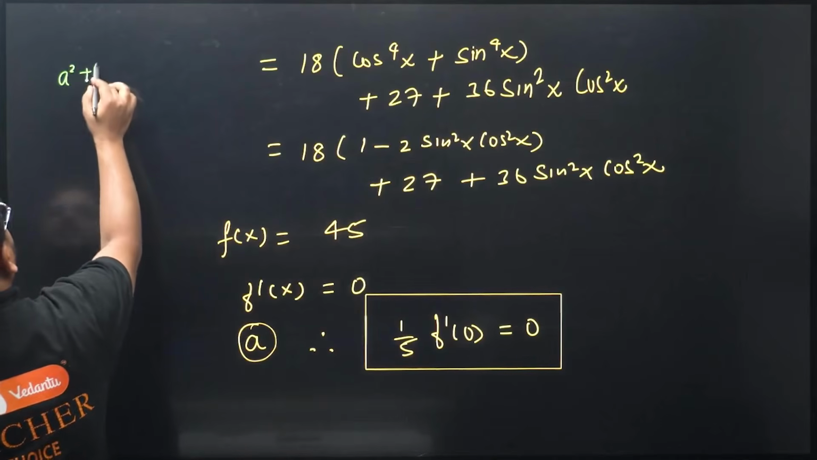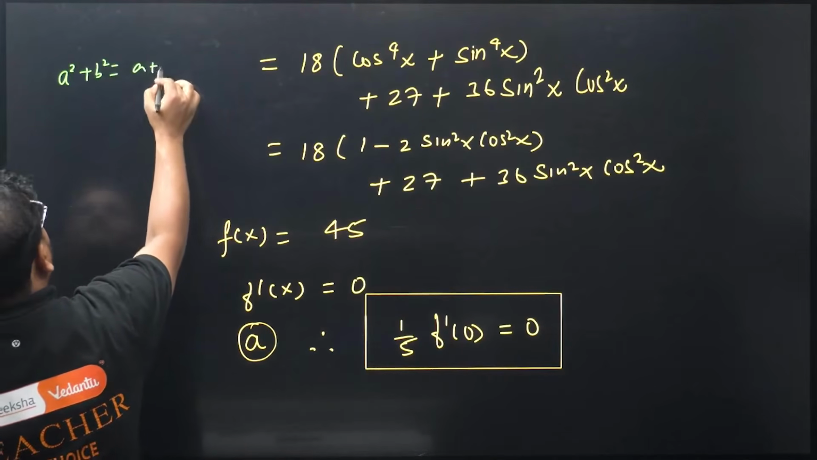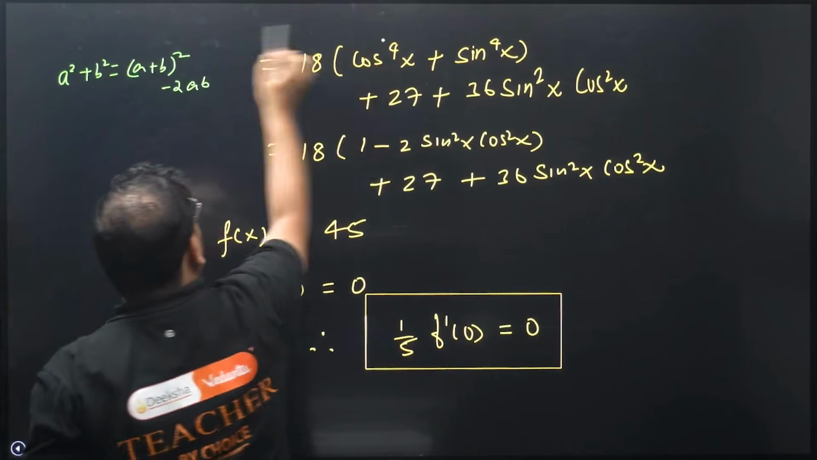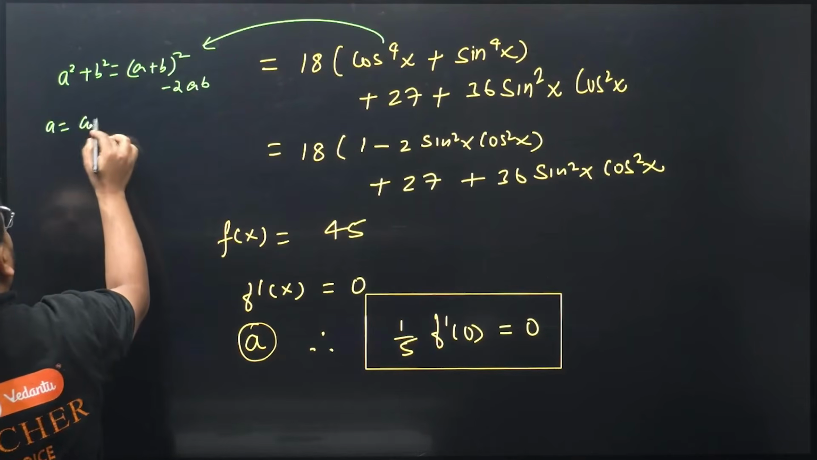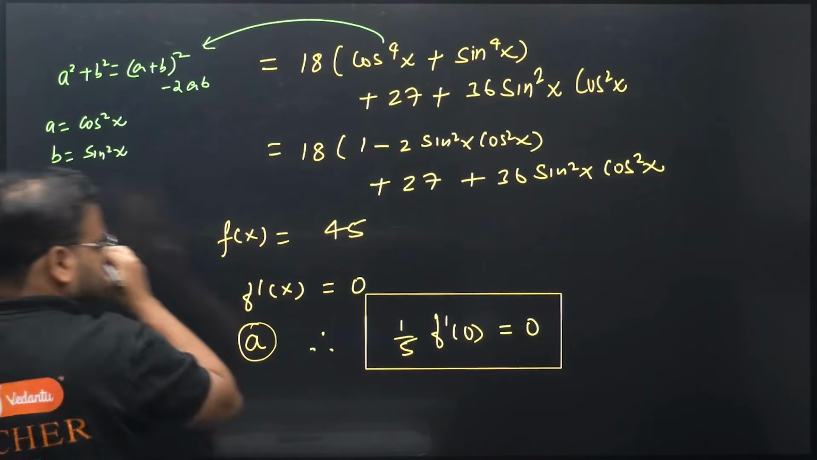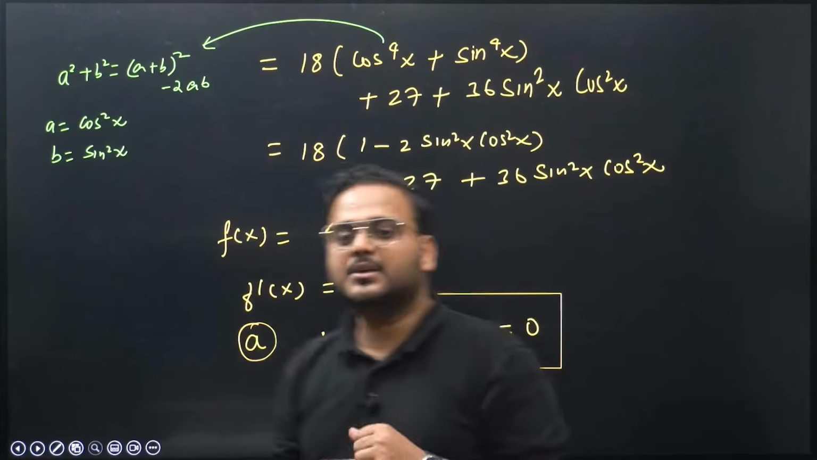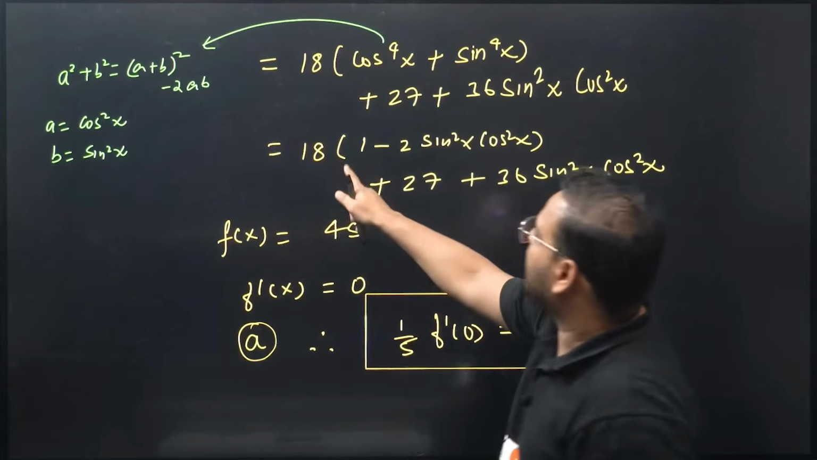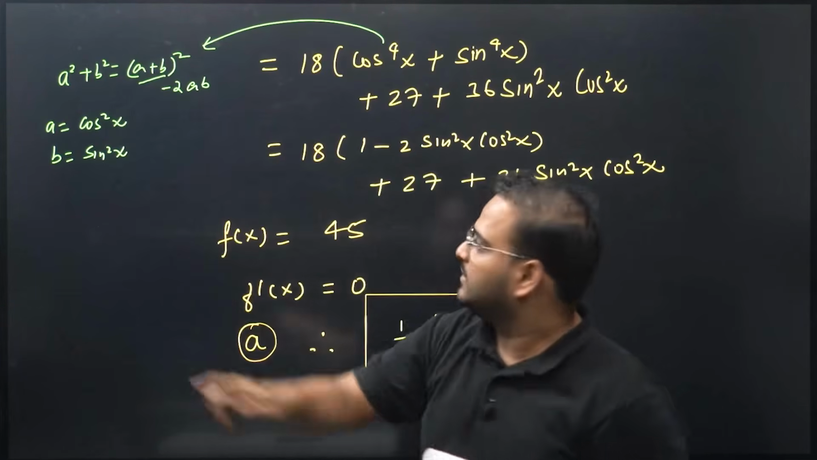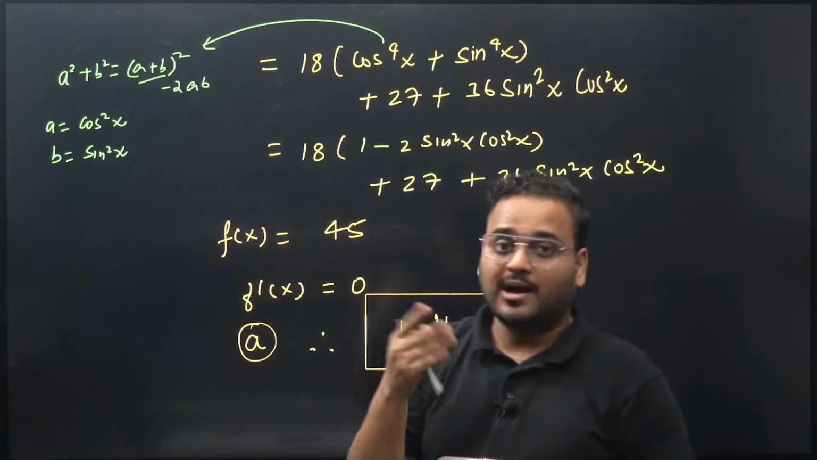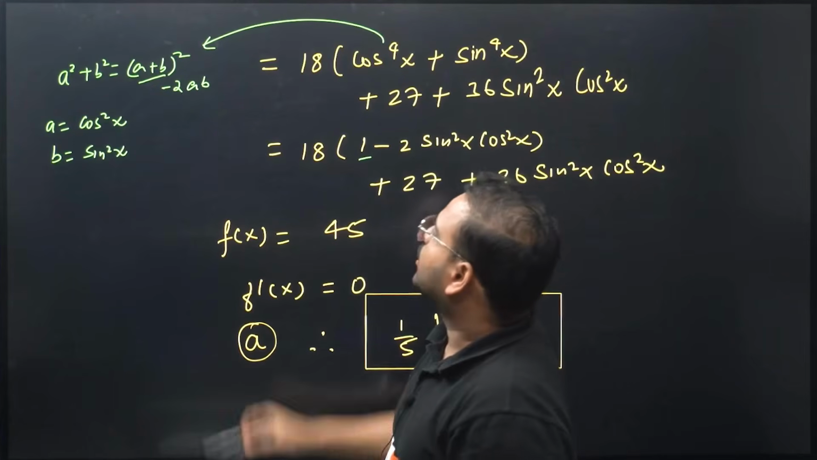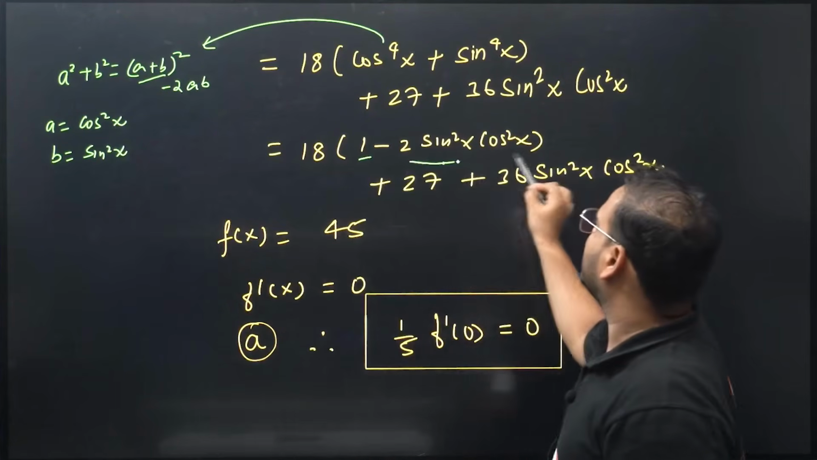Okay, for this we are going to use this property: a square plus b square is nothing but a plus b the whole square minus 2ab. We're going to use it for this particular term, where your a value is cos square x and your b value is sin square x. Okay, got it? Please check. So if you apply that formula, what are you getting? 18 times the sum of these two, a plus b. How much is that going to be? 1. Sum of these two means cos square plus sin square. How much is that? 1. Square of 1 will remain 1 only. Okay, and then 2 into the product of sin square and cos square.